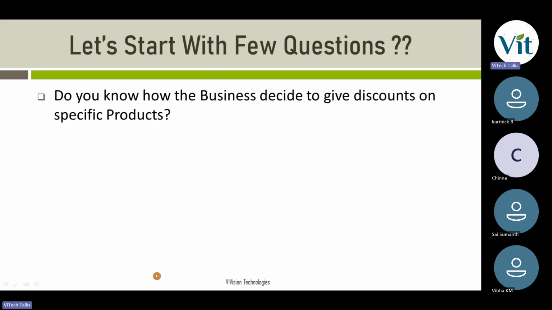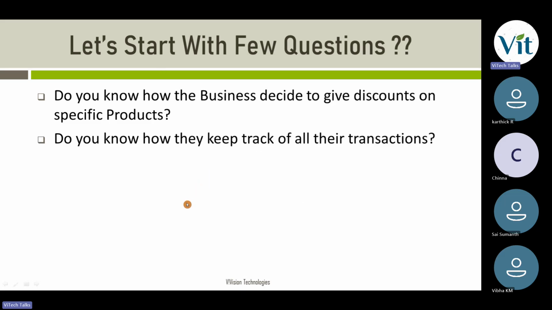Do you know how a business decides to give discounts on specific products? If you consider malls, like Reliance Mart and DMart, or if you go to any shops, how are they going to provide the discounts? On what basis are they deciding? In the background, there is a theory for this.